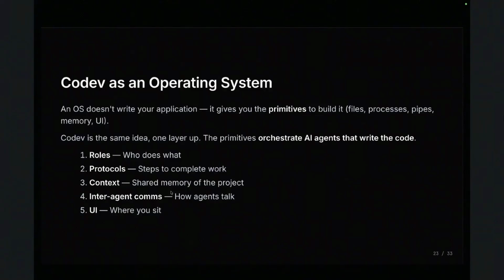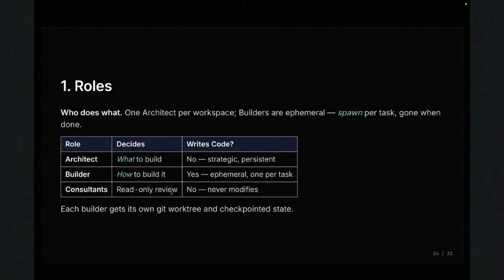And just like there are primitives like files and sockets and processors in an operating system, within Codev there are 5 core concepts that we need to work through, which are roles, protocols, context, inter-agent communications, and the user experience side of it. A role defines a particular type of agent. It's not what the agent does, but how it works. For example, the 3 roles that we currently have, but you could write other roles, are architects, builders, and consultants.